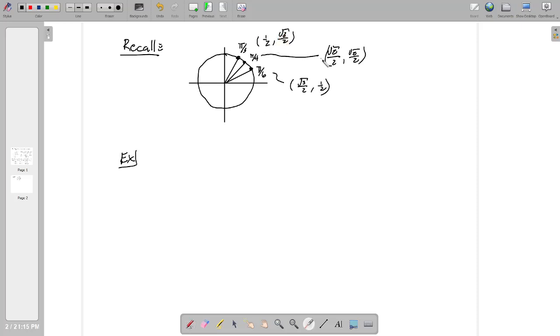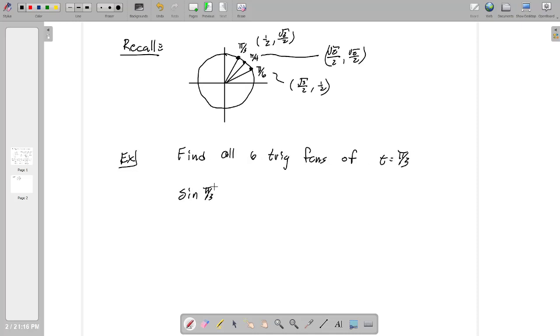If we know these are the terminal points for each of these three angles, we should be able to find all six trig functions of a t value associated with these angles. And remember, t is the radian measure. So t at this point would be pi over 6, t here would be pi over 4, and t here would be pi over 3. Find all six trig functions of t equals pi over 3.